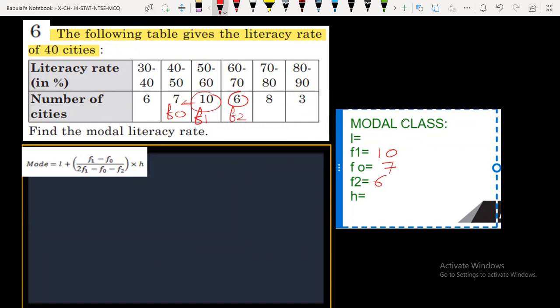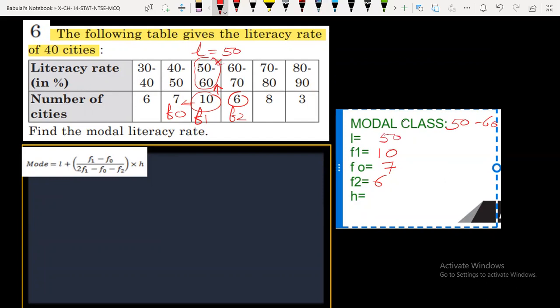And what is the modal class? Modal class is 50 to 60, because it is the class corresponding to the highest frequency, and that we call the modal class. So that is 50 to 60. And what is L? L is the lower limit of the modal class, that is 50 here. So L is equal to 50.